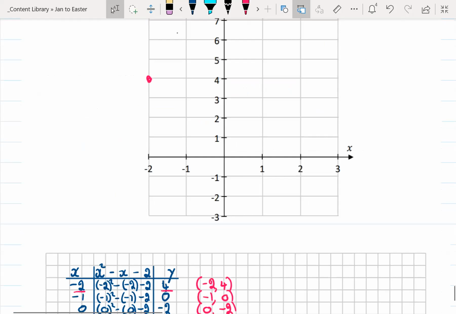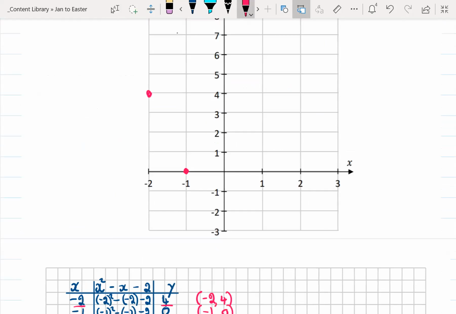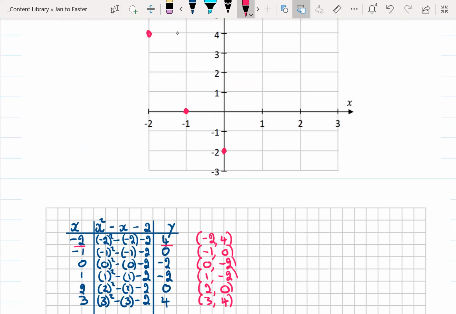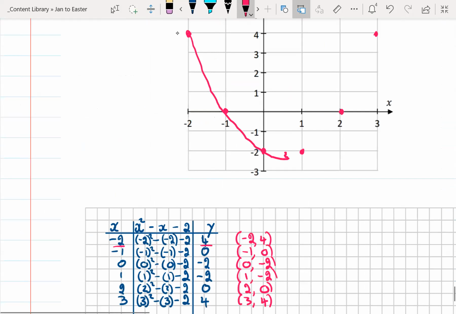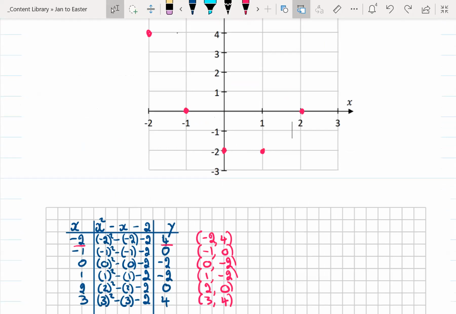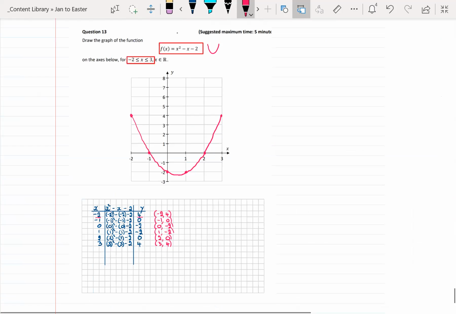-1, 0. 0, -2. 1, -2. 2, 0. And 3, 4. Connect the dots. Remember at the bottom here to put a curve. Okay, let's try that again. Join the dots again. There you have it. Question 13, 2019, paper 1.